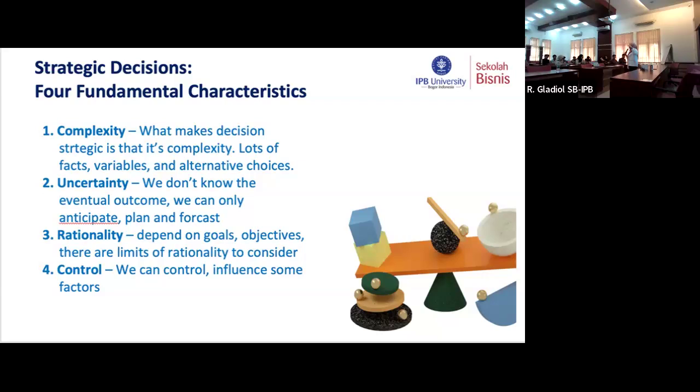I mean, if you want to sell something, for example, or if you want to analyze the opportunity, you have to know about the behavior of your potential customer, the level of information, the level of knowledge. How about the behavior of, okay, healthy food is near to the activity, for example. How about sport? How about activities like sport in your potential customer? There are a lot of things. It's complex. There are a lot of variables. Okay? Uncertainty. We don't know the eventual outcome. We can only anticipate, plan, and forecast.